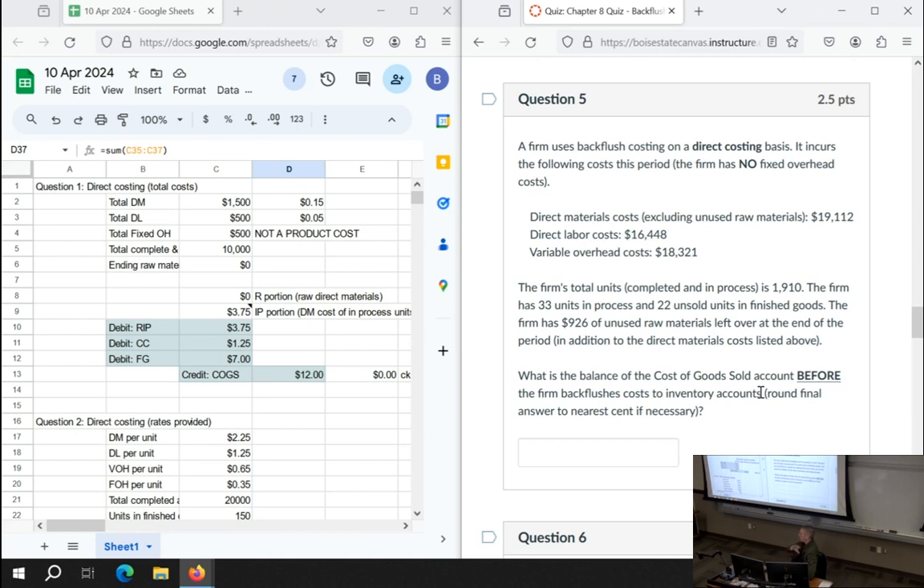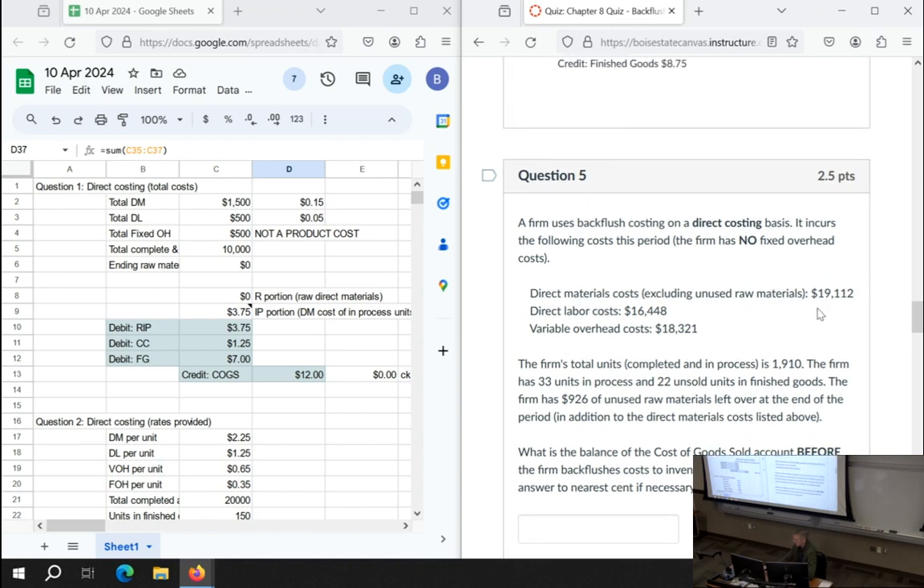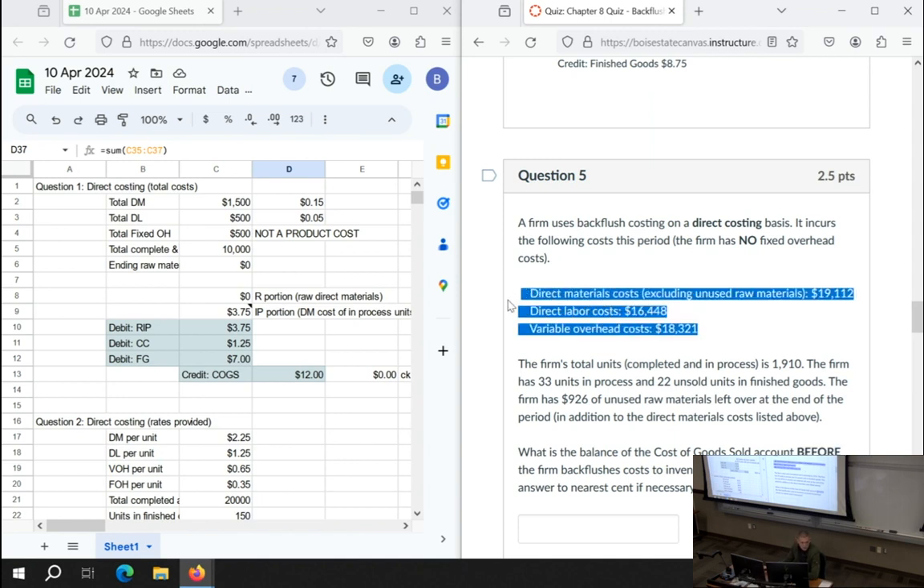Okay, remember the timing of backflush. We're going to accumulate during the period all costs in cost of goods sold, debiting cost of goods sold each time we have a product cost that's incurred, like this 19,112, this 16,448, this 18,321. Those are all being debited to cost of goods sold throughout the period. And then after the end of the period, we backflush. We backflush a few of the accounts by crediting cost of goods sold and debiting RIP, conversion costs, and finished goods. Well, before that happens, I'm simply asking you to, let me kind of give away the game, sum these. That's it. If you've got a decent understanding of what we do under a backflush system, that's really all the calculation I'm asking of you. I want you to sum those 3.